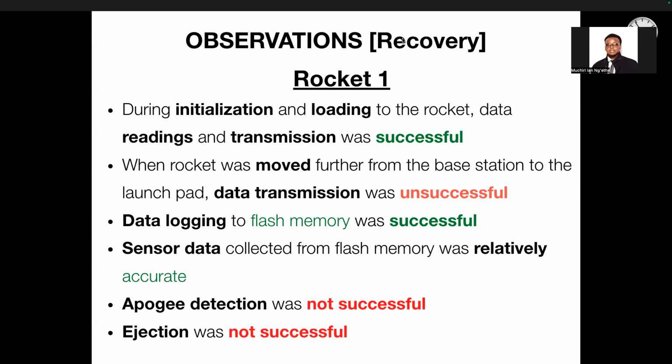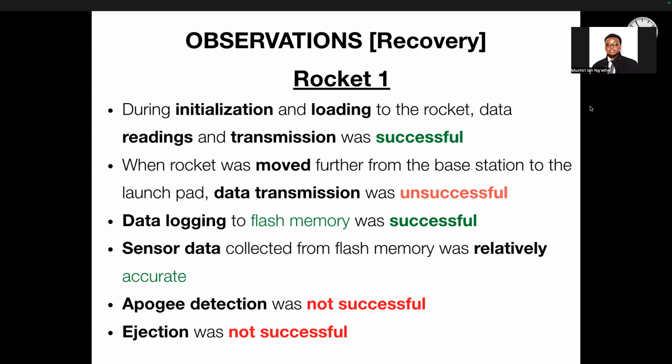Good evening, everyone. I'll share my observations from the N2, N3, and N3 rocket launch that we did in Isiolo. Some of the observations from the first rocket: during the initialization and the loading, when the airframe team were loading the avionics bay into the rocket, the transmission of data was successful, and you could see relatively accurate sensor data being transmitted to the base station.